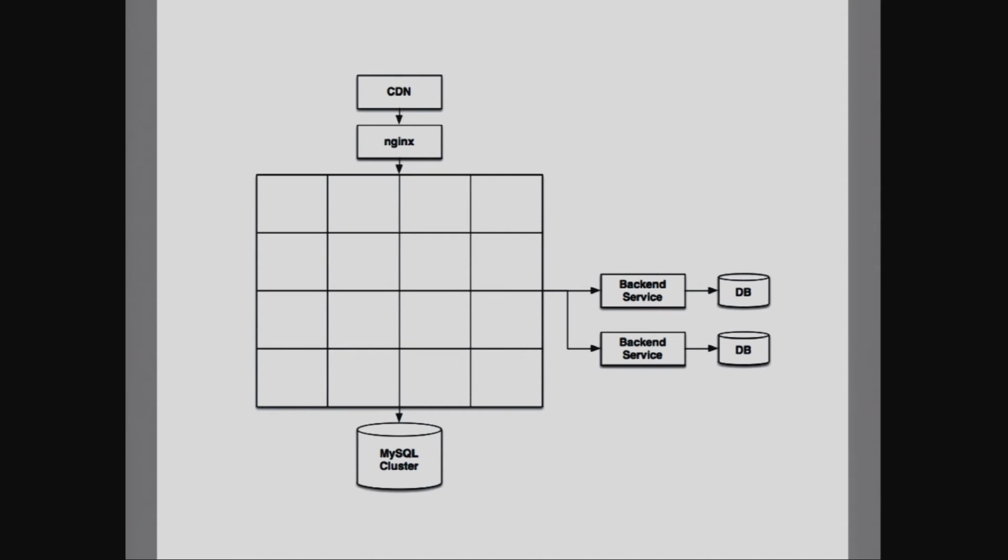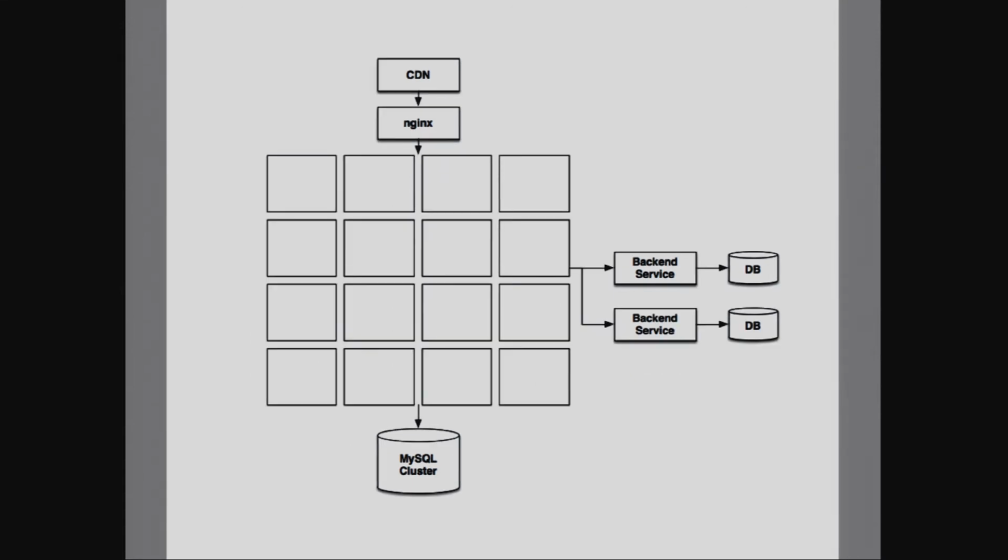So this is a way to visualize our old monolith. We just had this huge Rails app that was broken into many different pieces, and this was the goal: that we'd somehow have Nginx route to all those different front ends, and then somehow also be able to talk to the MySQL cluster and to the different backend services.